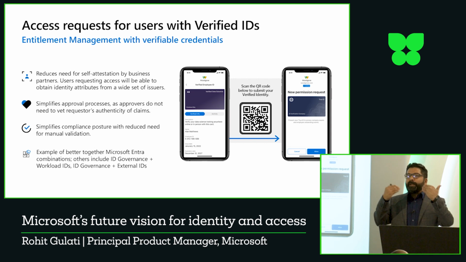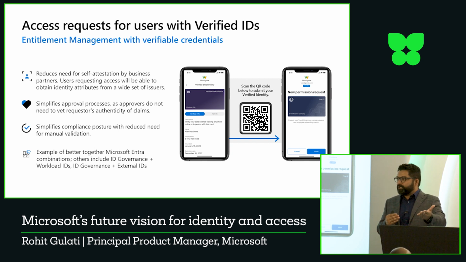So Verified ID brings in that model where you can bring in these external attestations along with the directory and take a meaningful action. As a user, all I am doing is scanning a QR code and presenting my attestation, and you can see it's like a digital card. When I submit, the system takes an action.